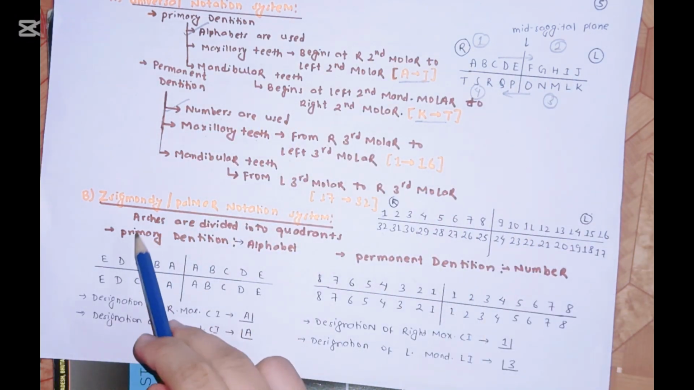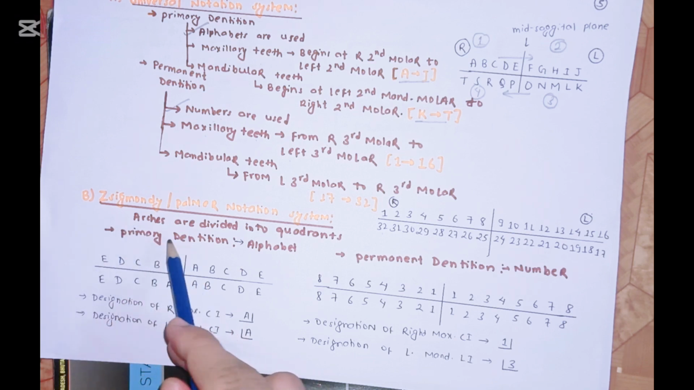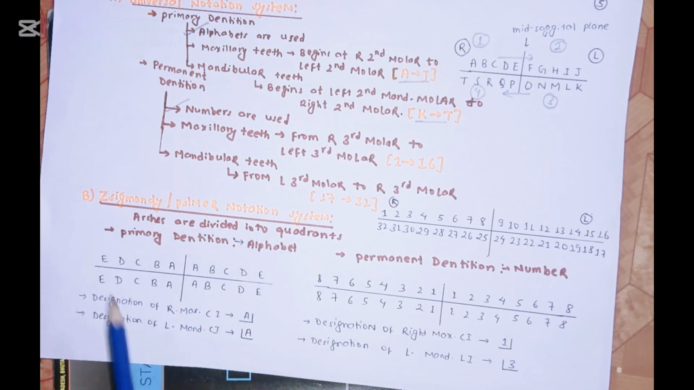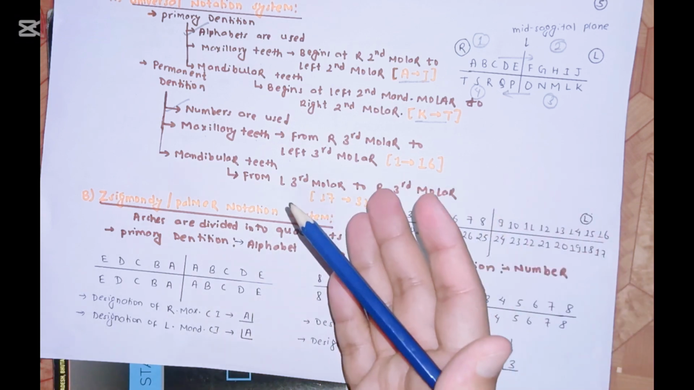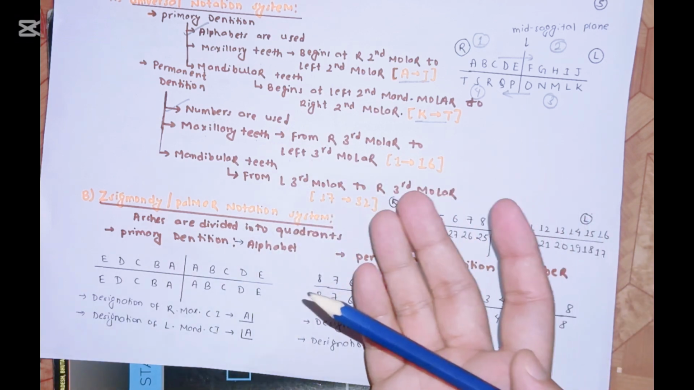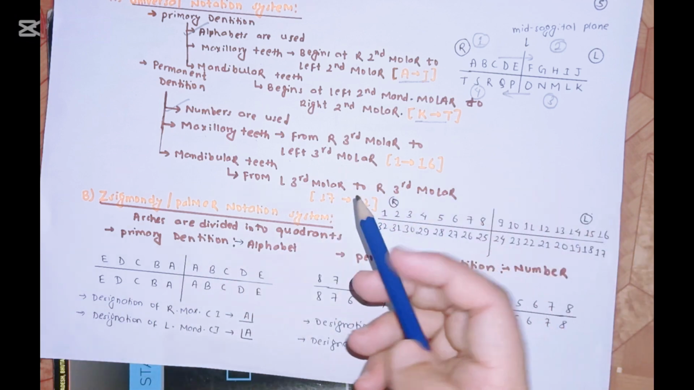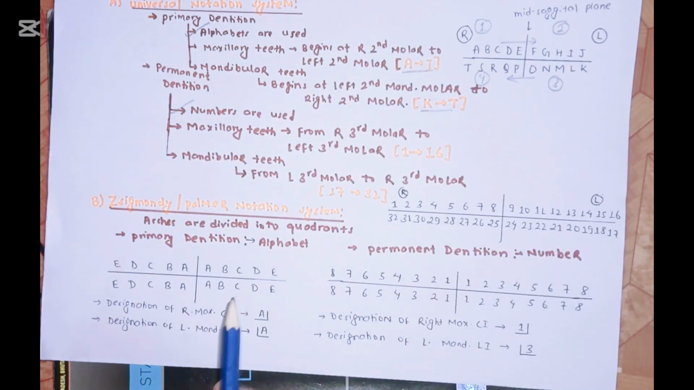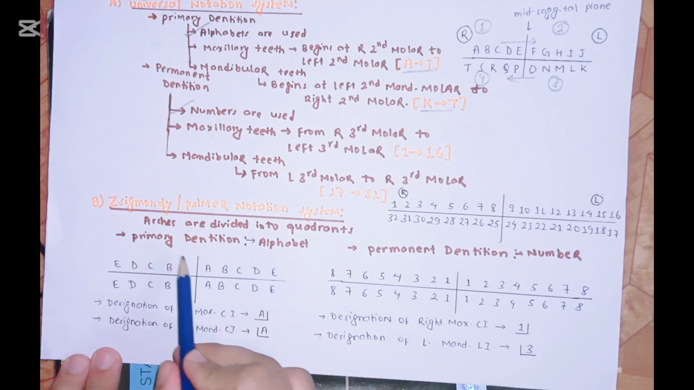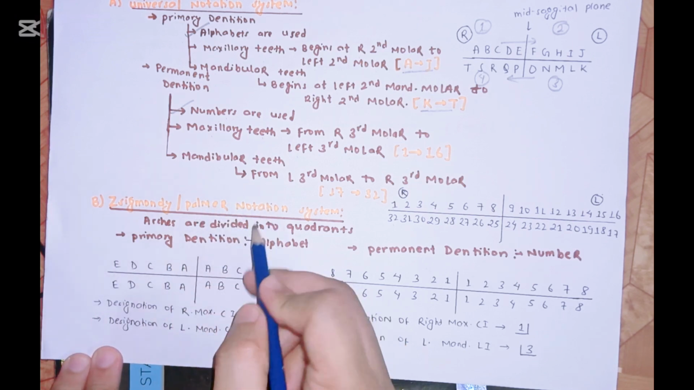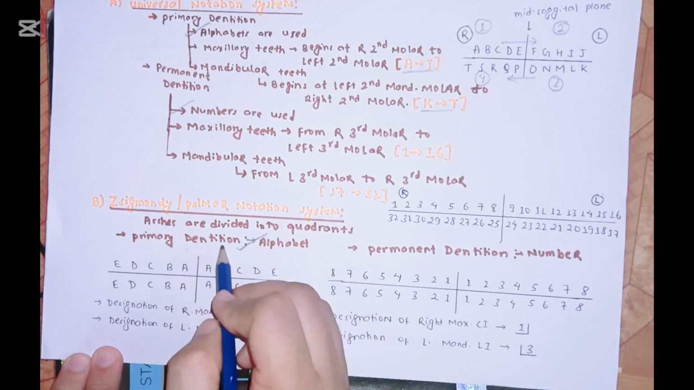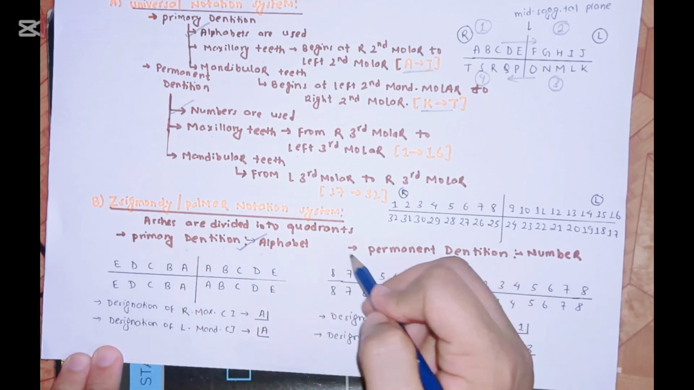Now in the Zsigmondy-Palmer notation system, quadrants are extremely important to be drawn, because in the absence of a quadrant we can't say whether this is the lateral incisor of the maxillary arch, or the central incisor of the maxillary or mandibular arch, or any other arch. So here the quadrant must be drawn. And similar to the universal notation system, in primary dentition we use alphabets and in permanent dentition we use numbers.